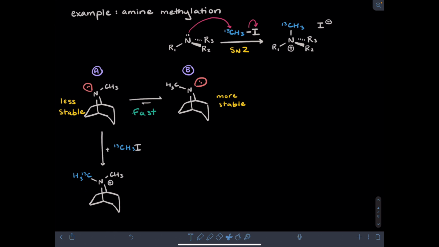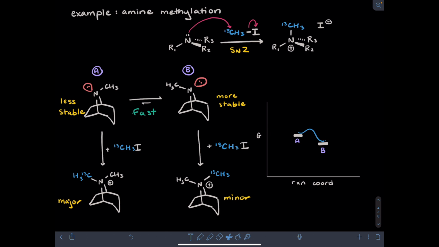If structure A reacts with the carbon-13 labeled iodomethane, the product has the carbon-13 methyl group on the left side, where the lone pair previously was. If instead structure B reacts with the carbon-13 labeled iodomethane, after the SN2 reaction, the carbon-13 methyl group will appear on the right side instead. It turns out that the structure I've drawn on the left is the major one, while the one I've drawn on the right is the minor one.